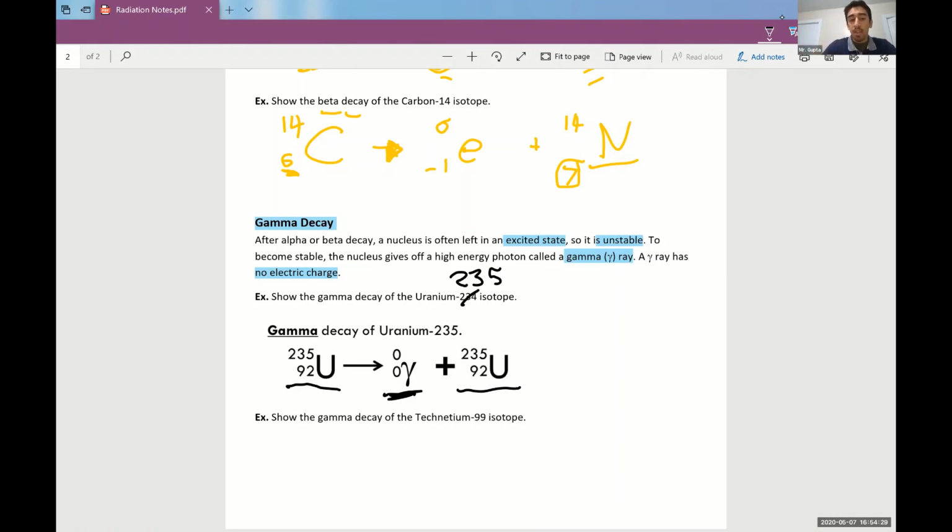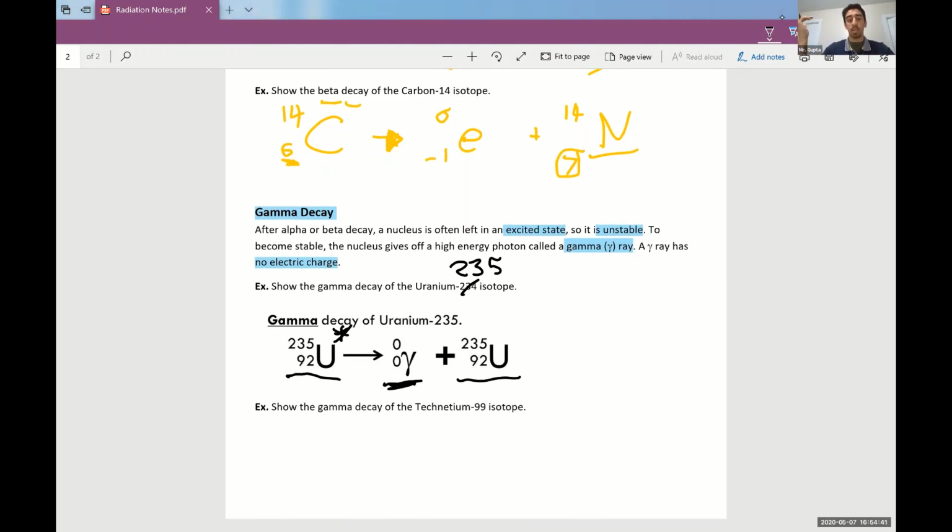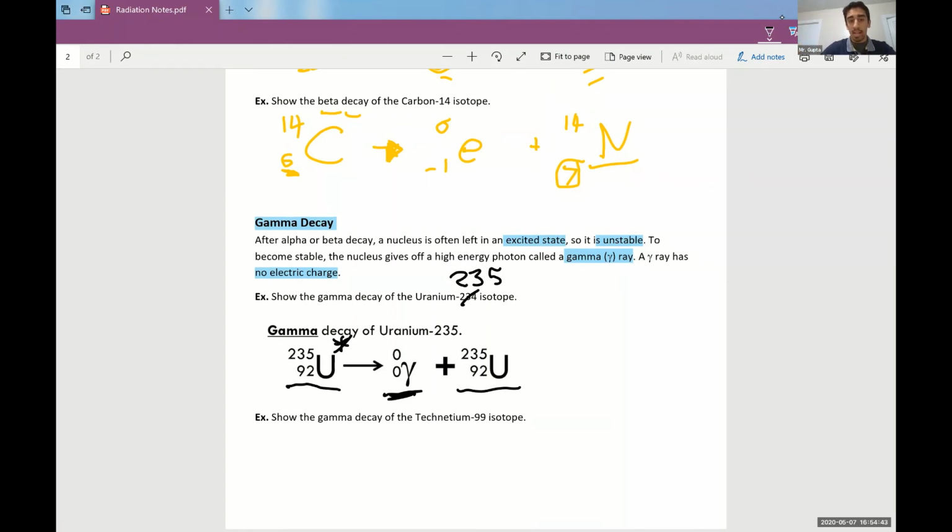Often there's a star to indicate that it's unstable. That star, if you see it in questions, is just showing that that element, or that isotope, is unstable. So let's do another example of technetium. Technetium 99 becomes, and we'll add a star here just to show that it's unstable. Technetium, the atomic number is 43.